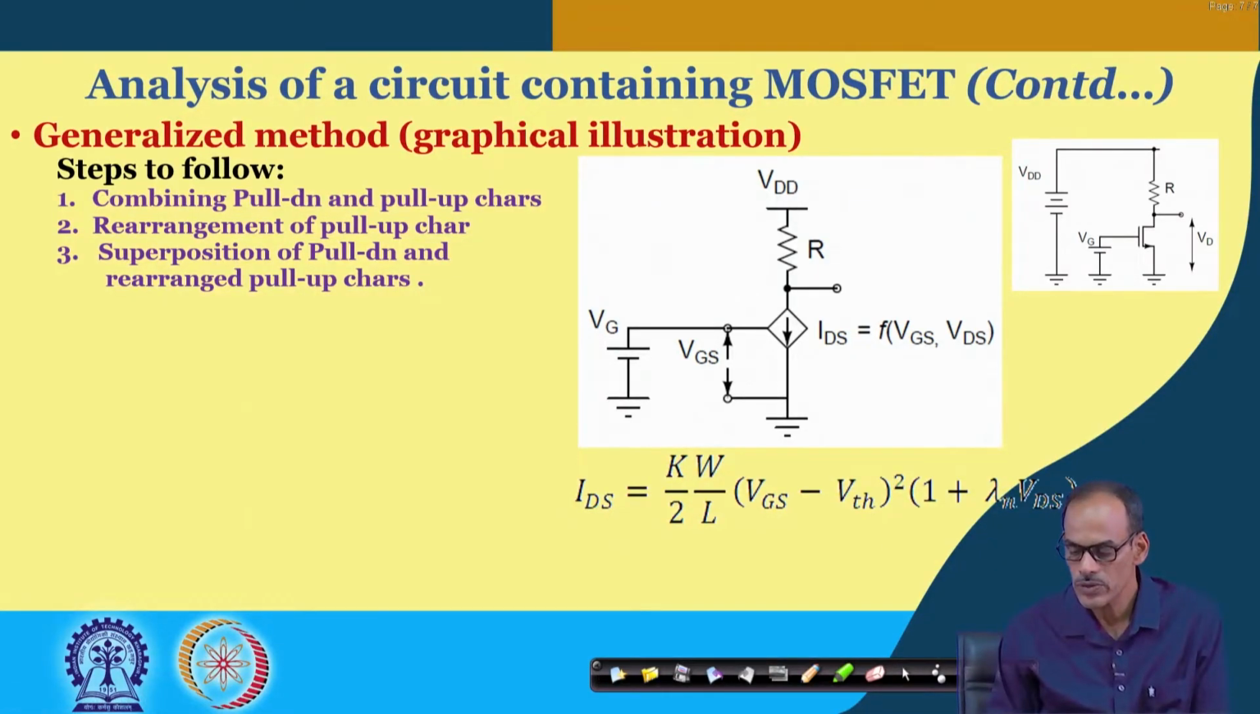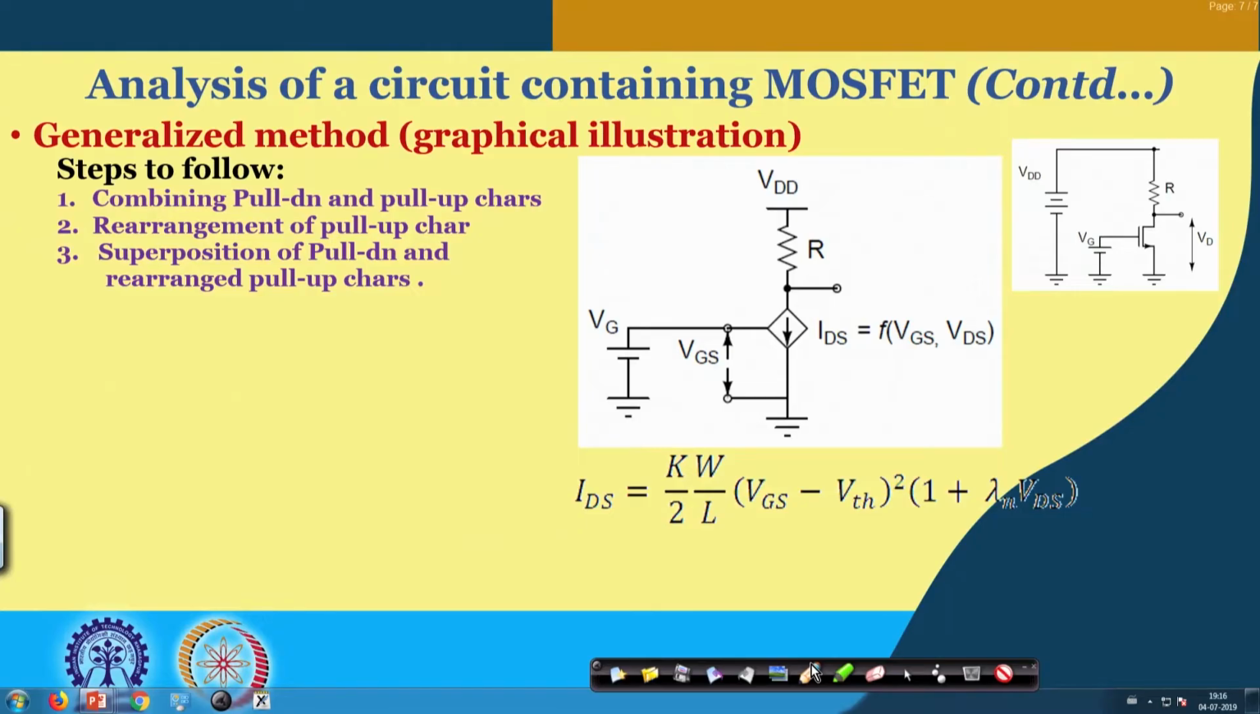So, in the next slide what we are going to discuss is the generalized method. In fact, this method we have discussed for the BJT circuit as well. So, let us see what steps we are following here. First step, of course, we need to find the IDS, so we have to use this equation. The next thing is that we need to find this voltage, and we need to combine the characteristic of the upper element and the lower element.